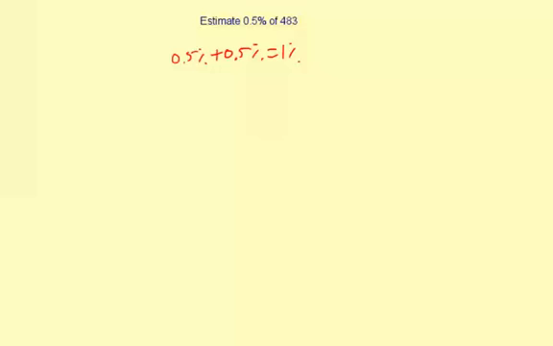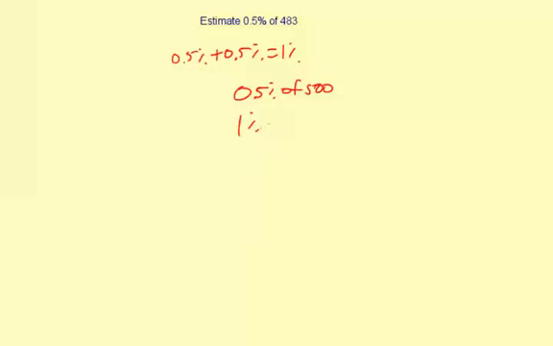But for an estimate here, let's see. If we're going to do 0.5% of 483, what if we did 0.5% of, say, 500? 500 is much easier to figure out than 483. So if we're going to figure out 0.5%, let's figure out 1% first and divide by 2.